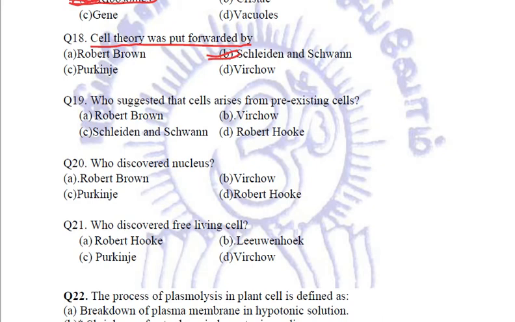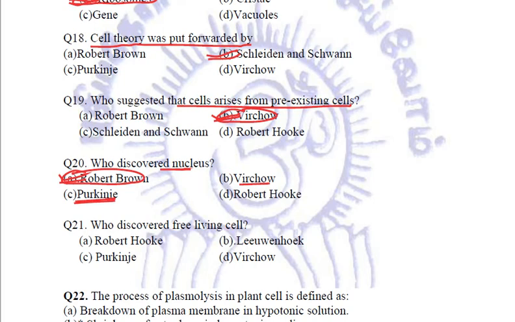Next question. Who suggested that cells arise from pre-existing cells? Again a repeated question. It was Virchow who expanded the cell theory and said that cells arise from the pre-existing cells only. Who discovered the nucleus? We know that it is Robert Brown who discovered the nucleus. Virchow expanded the cell theory.